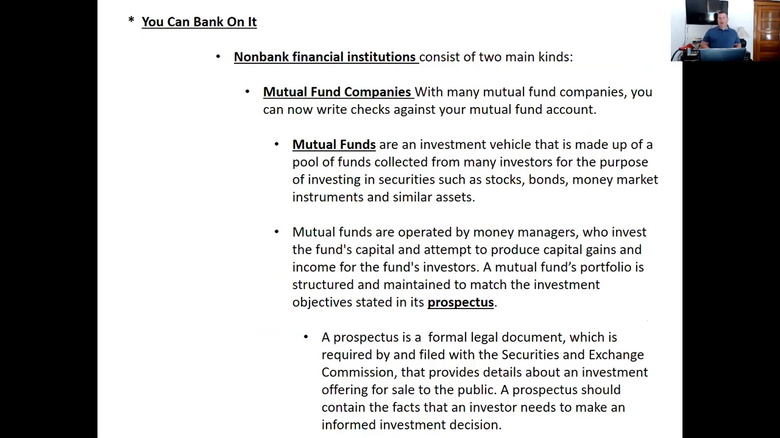Now, the second category, the non-bank financial institutions, consists of 2 main kinds. There are mutual fund companies, and with many mutual fund companies, you can now write checks against your mutual fund account. Now, let me take a couple seconds here to try to explain what a mutual fund is. Because when it comes to investing at the higher levels, when we get into equities and bonds and things like that, mutual funds may be your best bet.